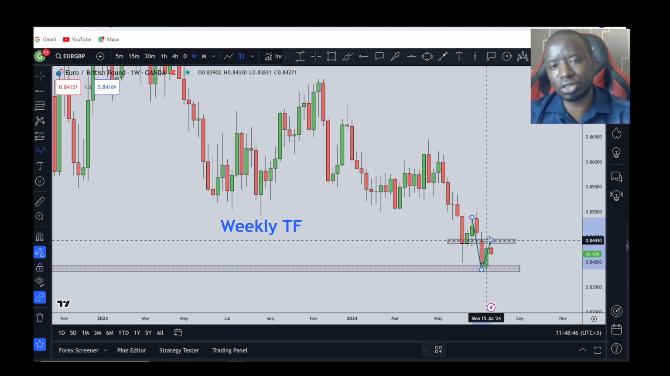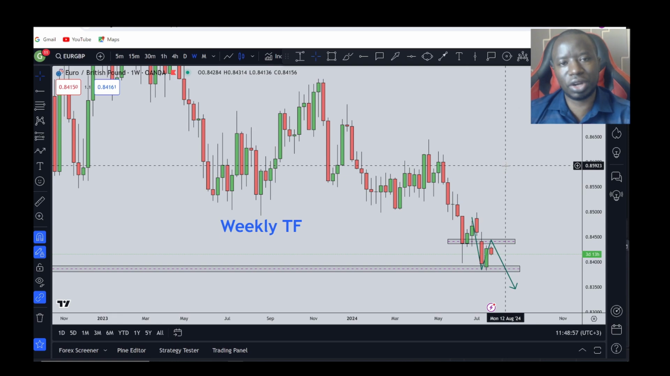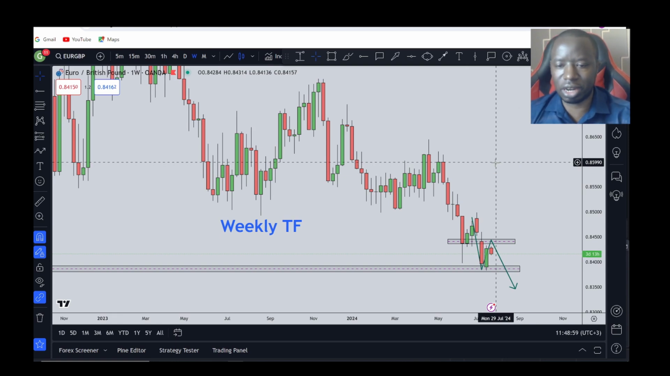And after an impulse and correction in the market, what do you expect? We expect another impulsive move in the market to complete what we know as the impulse correction and impulsive move in the market. Now, that tells us that the weekly is currently in the next impulsive move to the downside, it is also technically bearish.